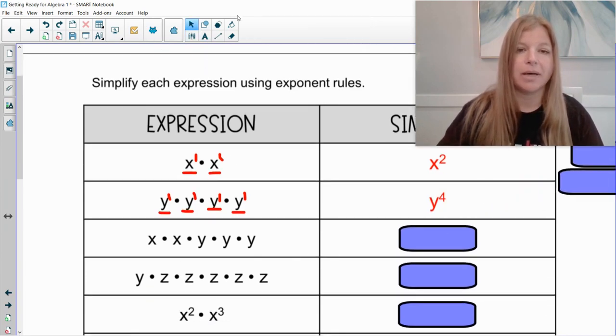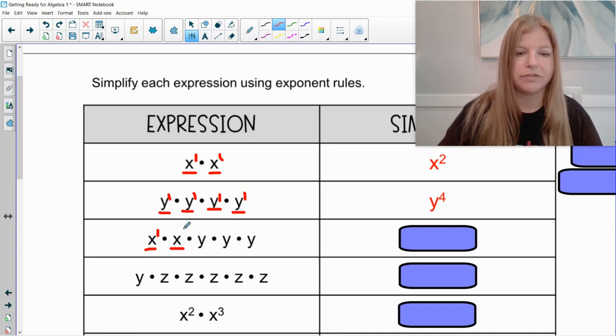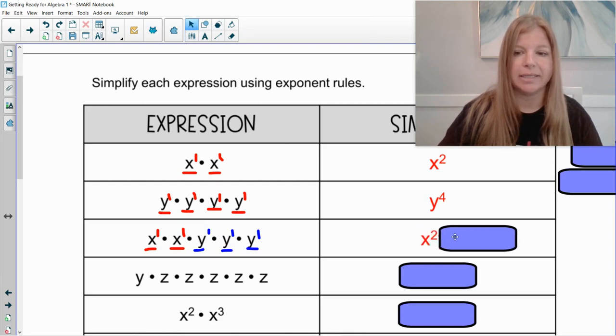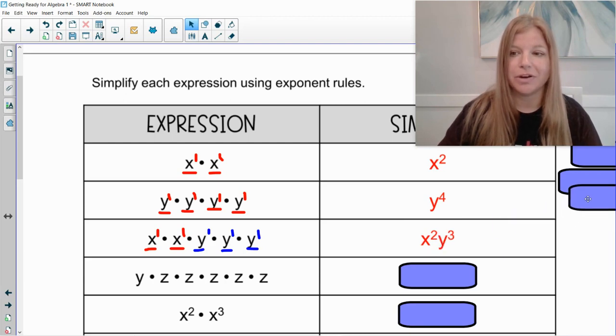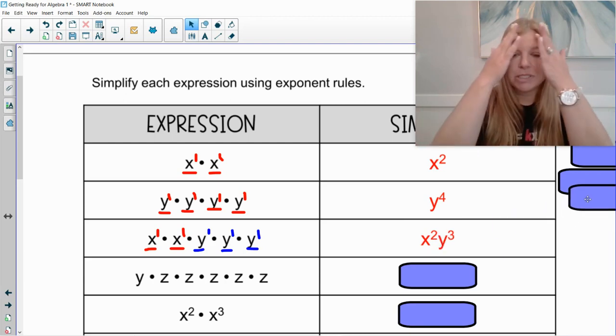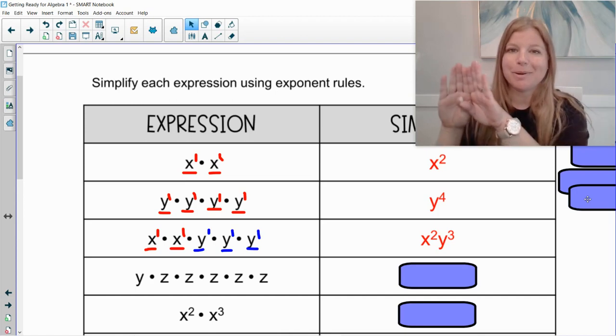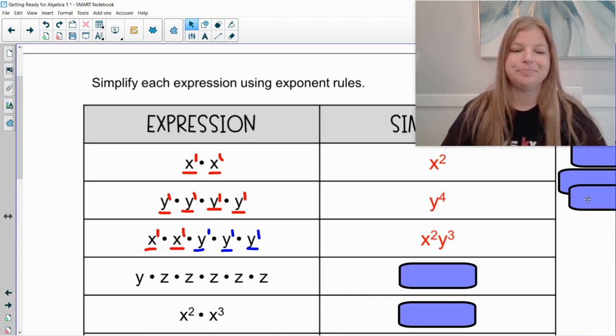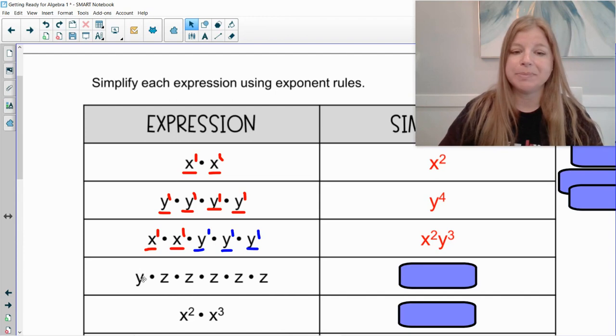For the next few going forward, I'm going to see that I have x to the first times x to the first. But then I have a different base, y to the first, y to the first, y to the first. So x to the first times x to the first would give me x to the second. Y to the first times y to the first times y to the first would give me y to the third. And because it's all multiplying, notice my final answer is side by side, because remember, side by side means multiplying.